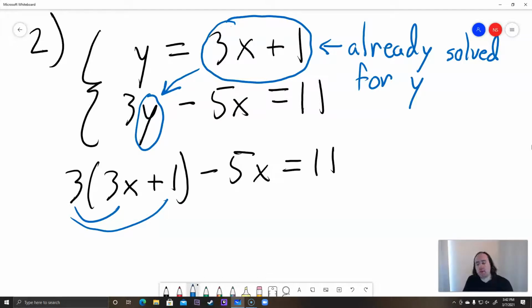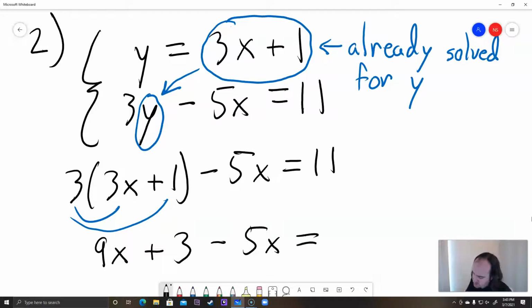Why are we doing that? Well, we're going to have to solve this new equation here for x. And when you're solving an equation, the first thing you do is distribute and then you combine like terms. Okay, so when we distribute the 3 there, we're going to get 3 times 3x is 9x. And then 3 times 1 is 3. So we have 9x plus 3 minus 5x equals 11.